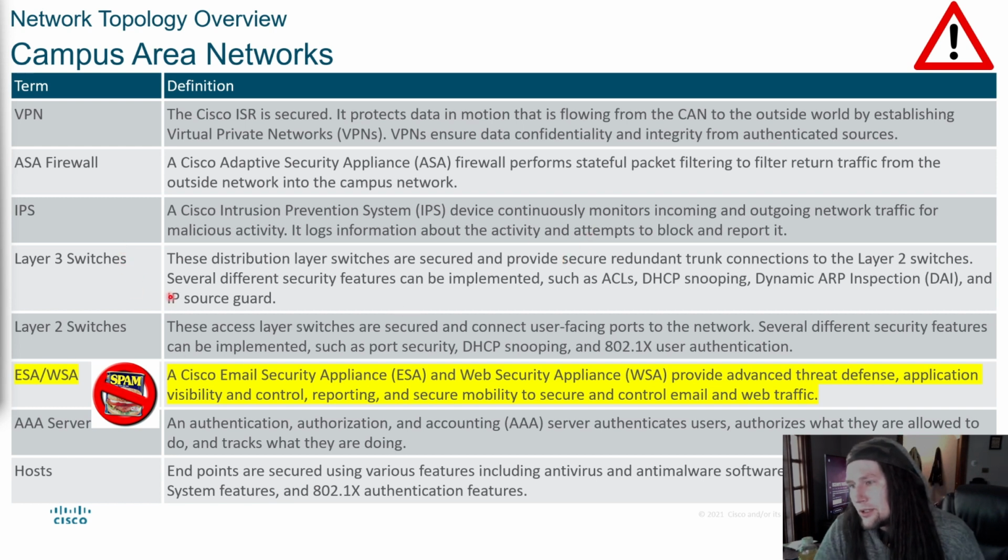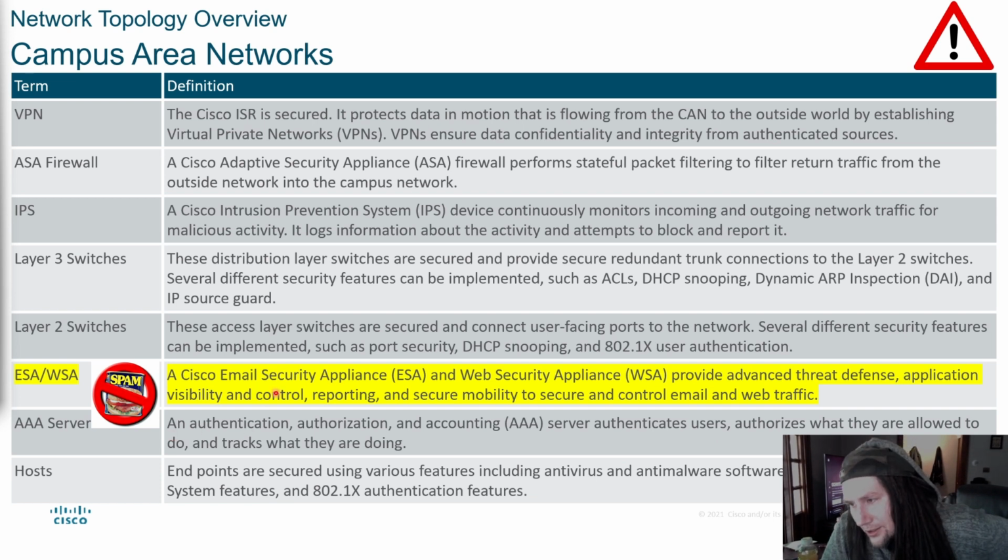Layer 3 switches. These distribution layer switches are secured and provide secure redundant trunk connections to Layer 2 switches. Several different security features can be implemented, such as ACLs, DHCP snooping, dynamic ARP inspection, and IP source guard. Layer 2 switches. These access layer switches are secured and connect user-facing ports to the network. Several different security features can be implemented, such as port security, DHCP snooping, and 802.1x user authentication.